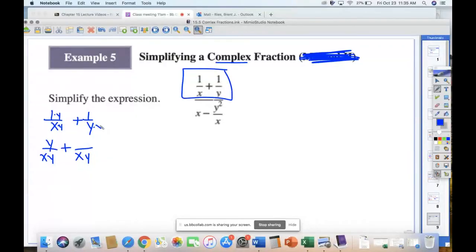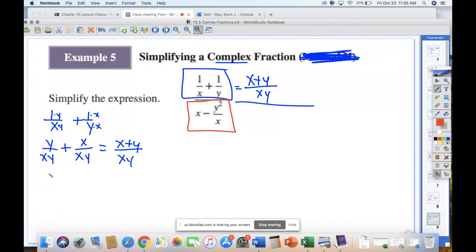Keep that plus sign. Don't lose it. To go from y to xy, I took it times an x, so I better take this top times an x. 1 times x is x. And we get x plus y, or y plus x, however you want to write it, x plus y over xy. So that's my top fraction. What am I dividing it by? I don't know yet. I haven't even looked at the denominator because I'm treating it like it's a separate problem.